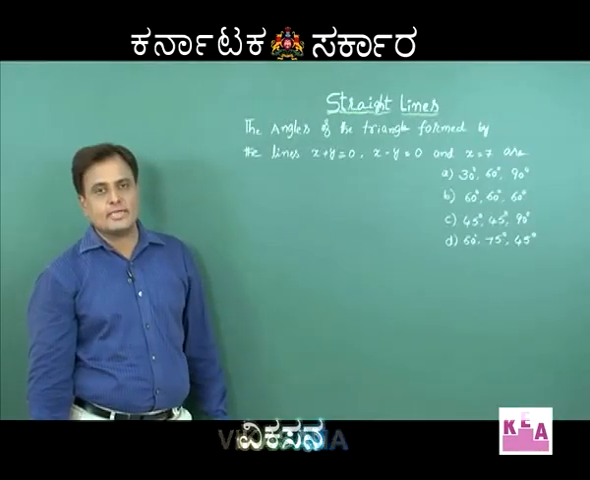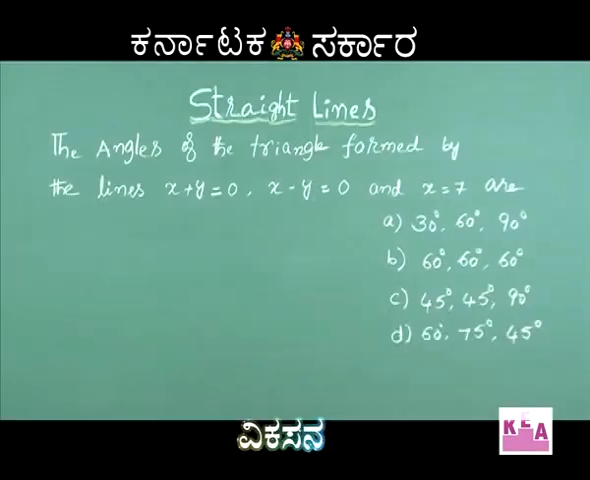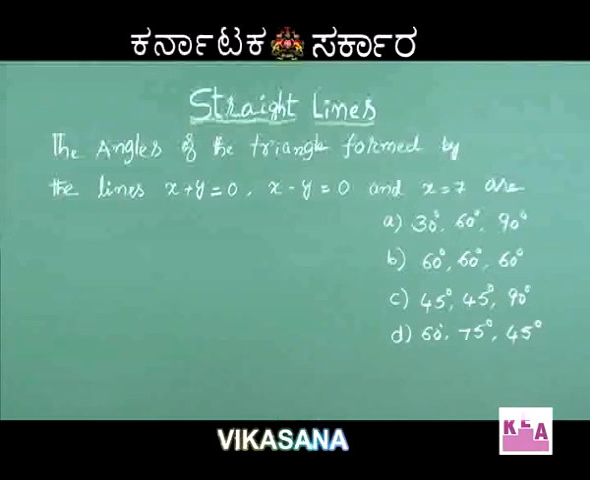Let us consider another example again. The angles of the triangle formed by the lines x + y = 0, x - y = 0 and x = 7 are: option A 30 degrees, 60 degrees, 90 degrees. Option B 60, 60, 60, that is an equilateral triangle. Option C 45 degrees, 45 degrees and 90 degrees. Option D 60 degrees, 75 degrees and 45 degrees.